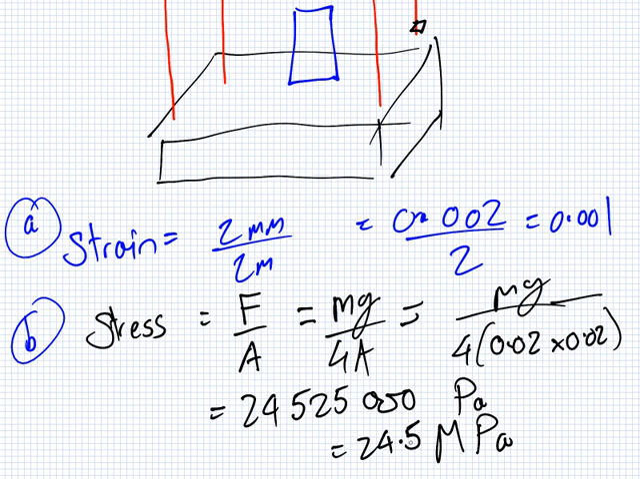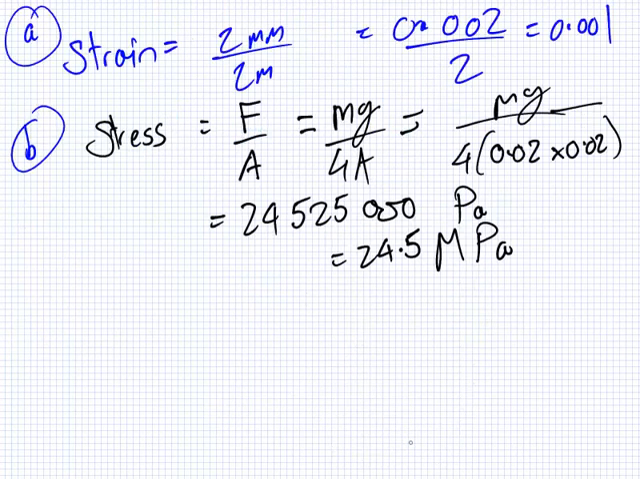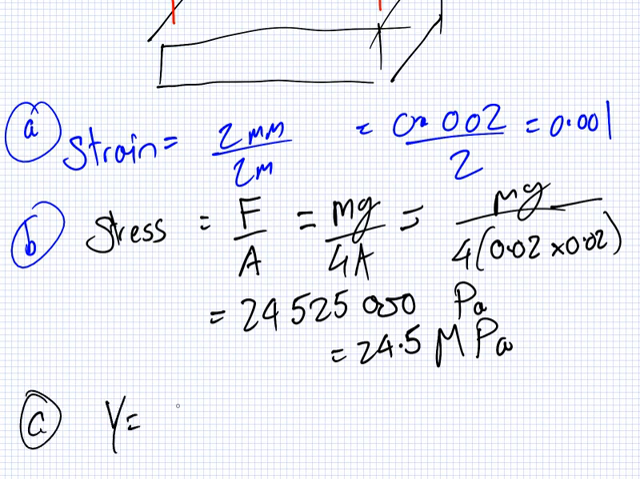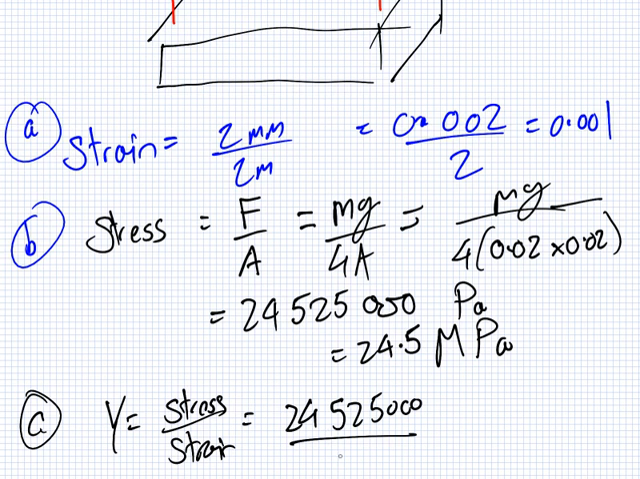Now, the next part is, what's the Young's modulus? Well, that's easy now. What's the formula for Young's modulus? Stress over strain. So in this case, it will be 24.5 times 10 to the 6, or you can write the whole number in if you want, divided by the strain. So that's going to be a huge number, 2.45 times 10 to the 10 pascals. Is that realistic? It will be a very strong material. Maybe it's too big, but it will be big.